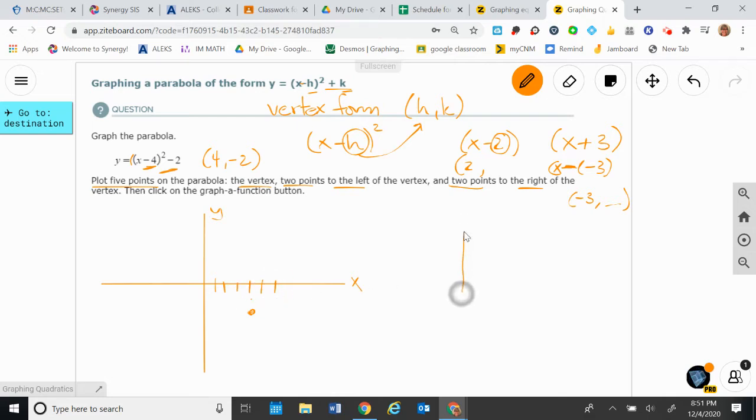So if you were doing a table, this is how you would do it. X and Y. You would plug in 2 to the right and 2 to the left. By the way, the axis of symmetry is right here on 4. Okay, so 2 to the left would be at 3 and 2, and then also 2 to the right would be 5 and 6. Okay, so if we plug in a 3, here's what we're going to do.